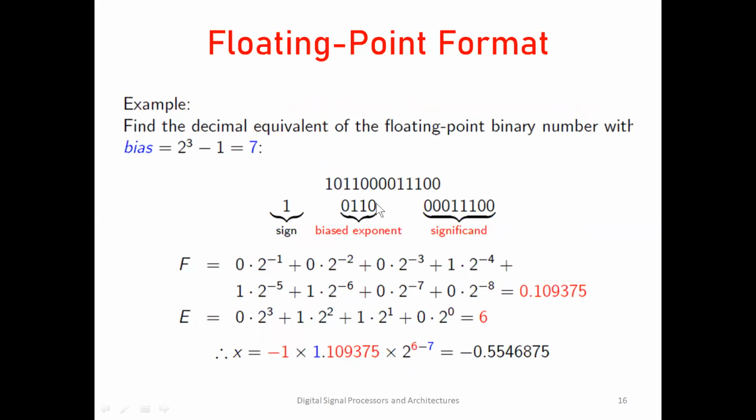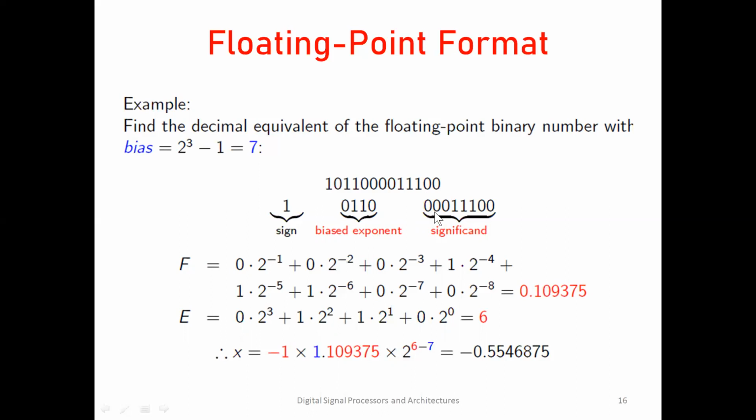If you see an example, find the decimal equivalent of the floating point binary number, with the bias given as 7, 2 power 3 minus 1. And this is the floating point binary number given for us. Here, 1 represents the sign, the next 4 bits represent the biased exponent, and the remaining bits represent the significand. So now we have to calculate the decimal equivalents of the significand and biased exponent. So F is whatever numbers we have here.